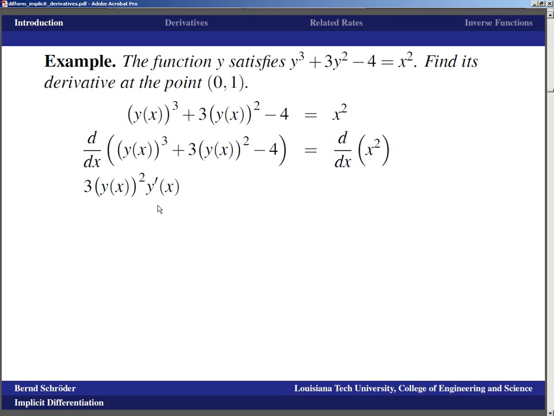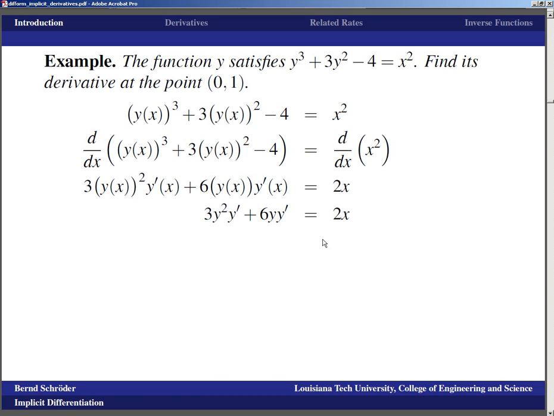And what does the chain rule say? You take the derivative of the outside, plug in your y, and then multiply with the y prime, right? Same thing then also for the derivative of 3y squared. It becomes 6y of x times y prime of x by chain rule. The derivative of negative 4 is, of course, just 0. And on the right side, x squared is still differentiated as before. Okay, so now this step is just dropping the arguments. Nothing happened here. It's 3y squared y prime plus 6y y prime equals 2x.